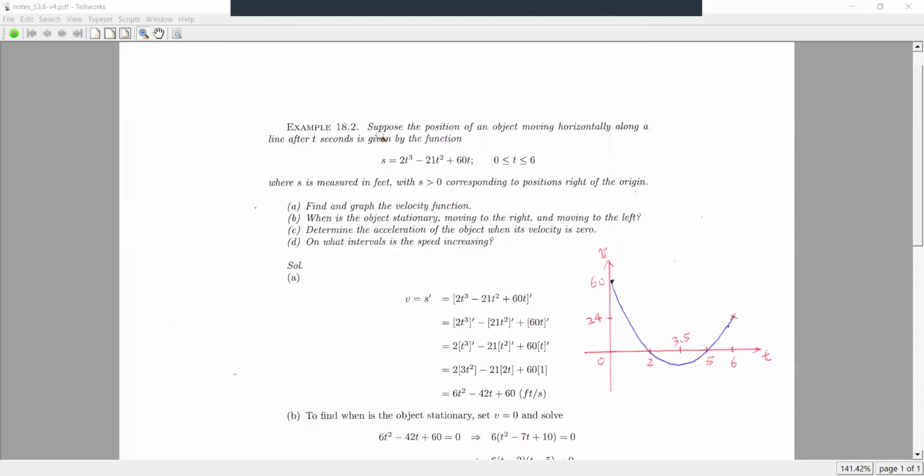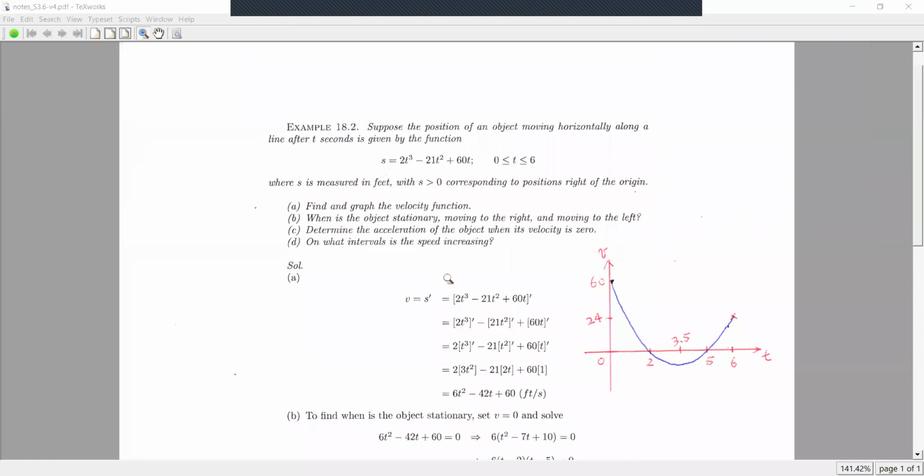Example 2. Suppose the position of an object moving horizontally along a line after t seconds is given by this function. We only consider the time between 0 and 6, whereas the position is measured in feet with positive s corresponding to positions right of the origin. Part A. Find and graph the velocity function.